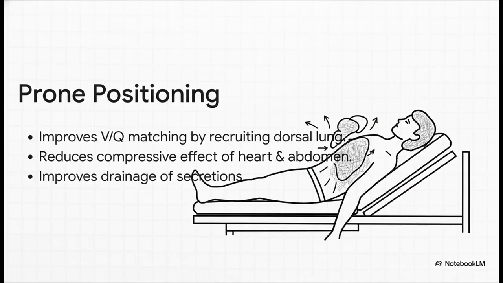So what do you do when lung protective ventilation just isn't cutting it? For severe ARDS, we have an incredibly powerful tool, prone positioning. And the physiology behind it is beautiful. When you flip the patient over, you recruit all those collapsed lung regions in the back, where the blood flow is still greatest. You literally take the weight of the heart and the abdomen off the lungs. It helps drain secretions. It's a direct physical attack on VQ mismatch.